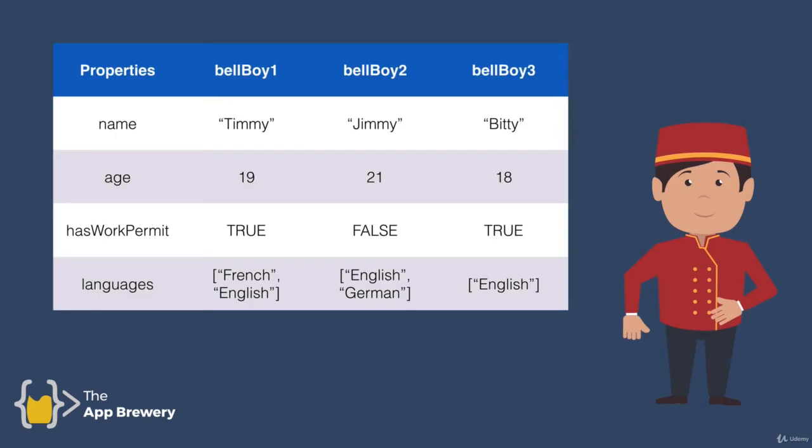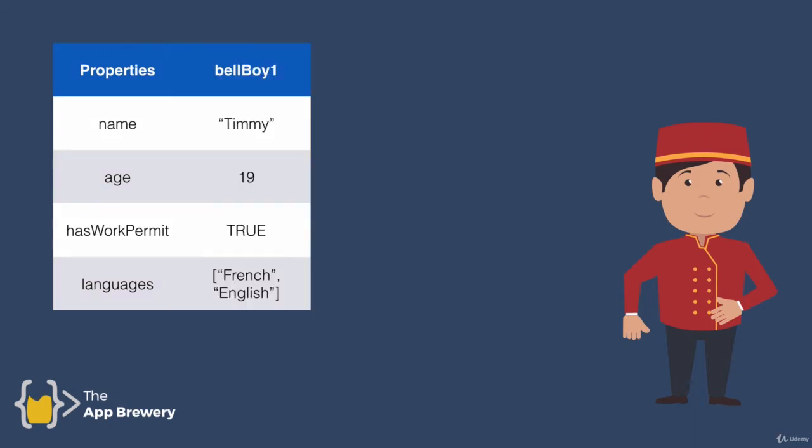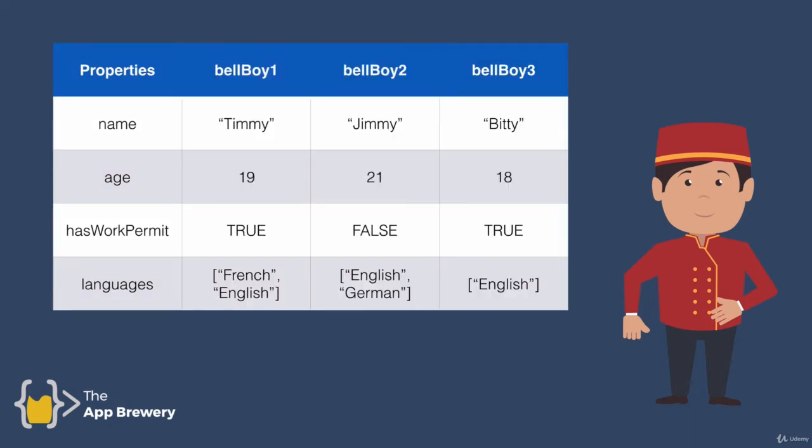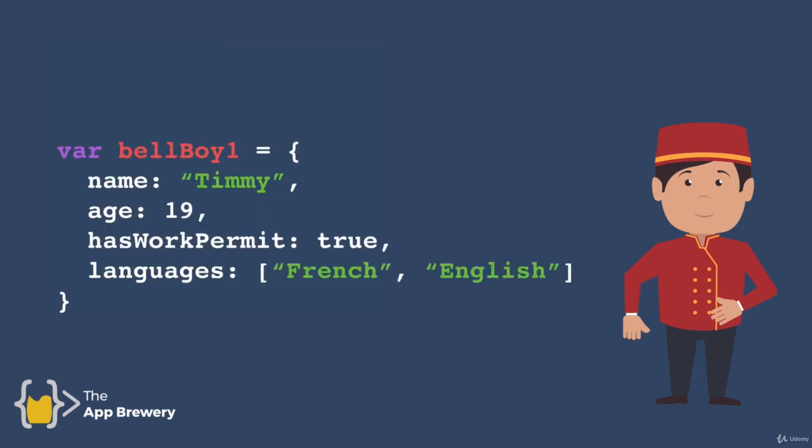Well, in real life, this information might be better represented by a table or an Excel spreadsheet like this. Because we need to know the same properties for each of the bellboys, we can simply create a number of rows that represent each of the properties, and as we recruit new bellboys, we just fill in the values of each and every property.